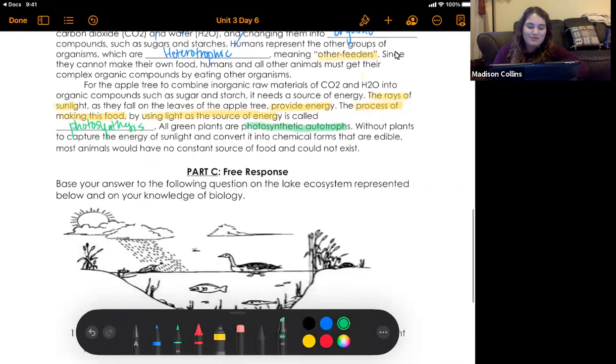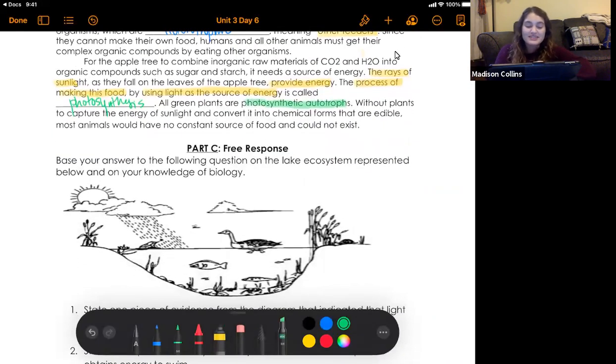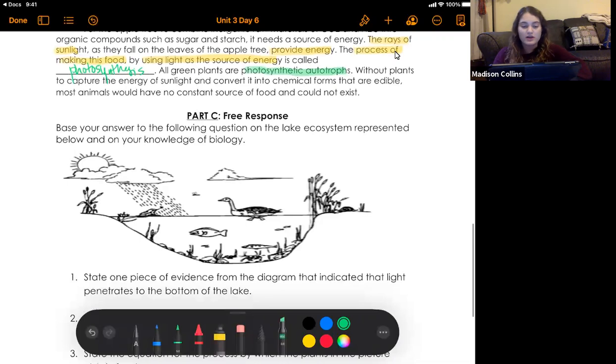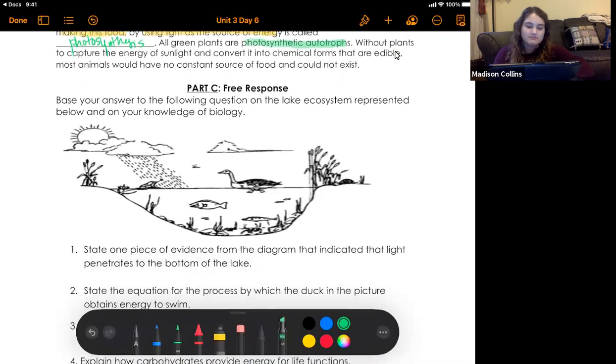All right, now part C. This is a Regents question. These questions have been on Regents exams in the past. So make sure you understand what's going on here, as you may see this again in the spring. So you're given this picture, and we're supposed to base our answer to the questions on the lake ecosystem represented below and on our knowledge of biology.